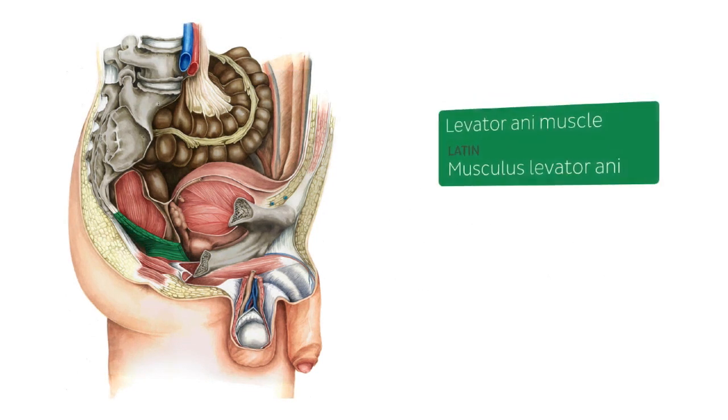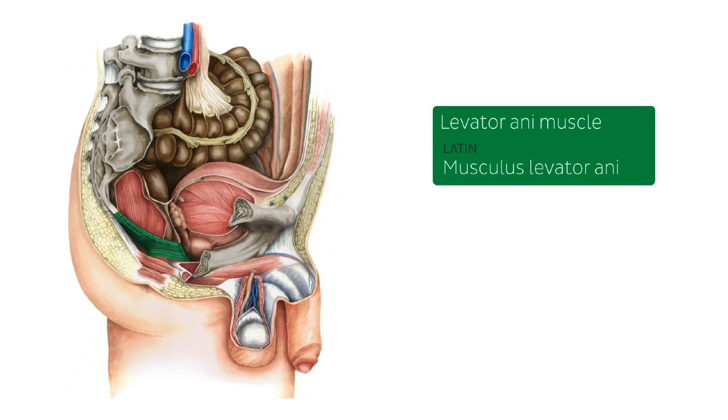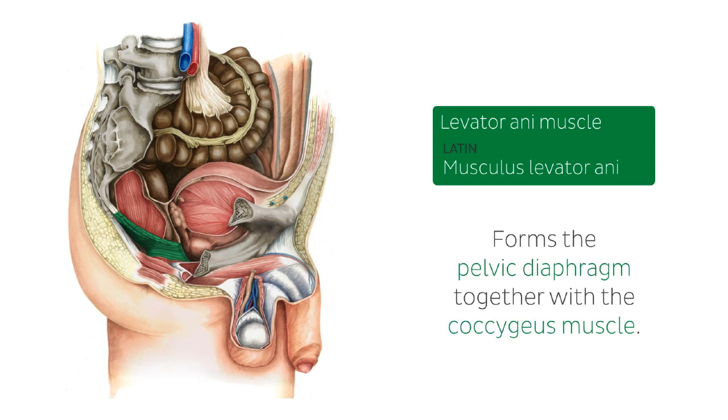This is known as the levator ani muscle. And here on this image, there is a cut of the muscle, so keep that in mind because it should go all the way to cover this area here. The levator ani is a broad, thin muscle that is located on the side of the pelvis, as you can see here on this image, and it forms the pelvic diaphragm with another muscle known as the coccygeus muscle.